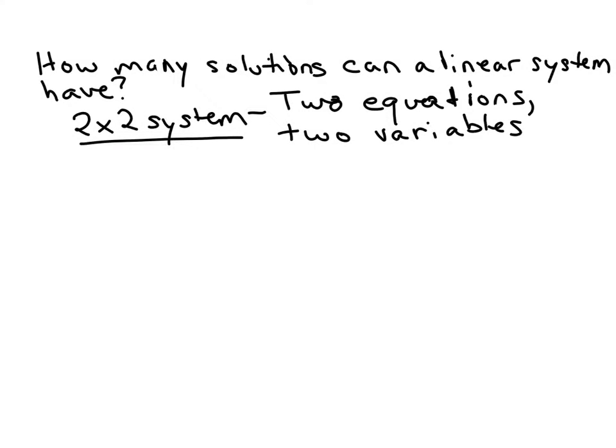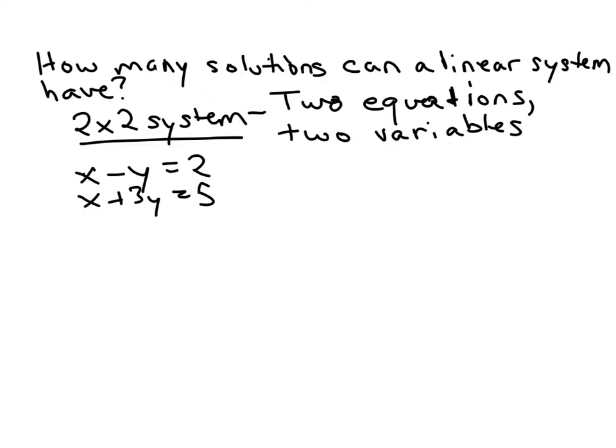So now I wanted to explore how many solutions a linear system might have. First, I wanted to consider a 2 by 2 system, which when we say 2 by 2 system, what we mean is a system with two equations involving two variables. So just a quick example of some such system might be x minus y equals 2, and then x plus 3y equals 5, something like that.